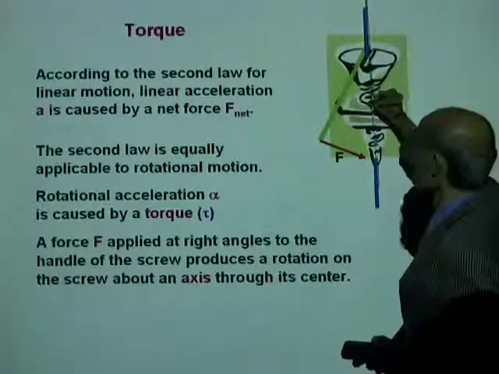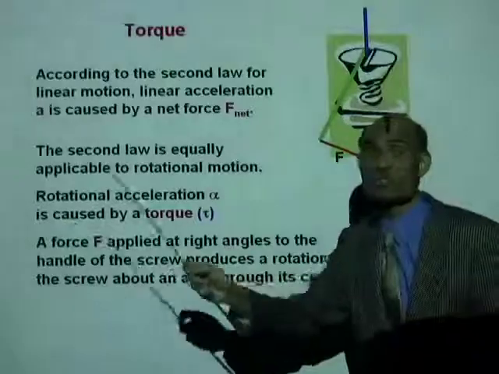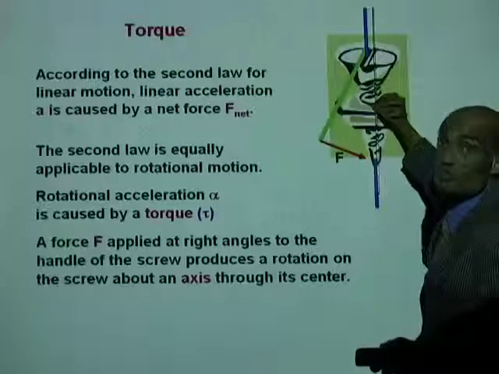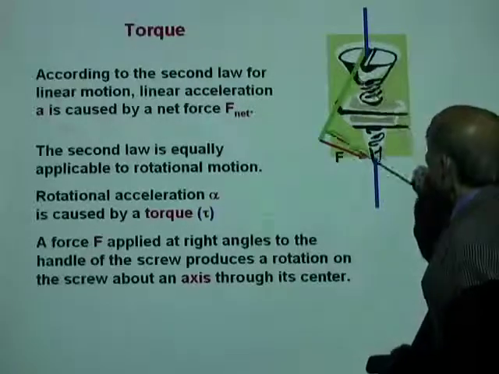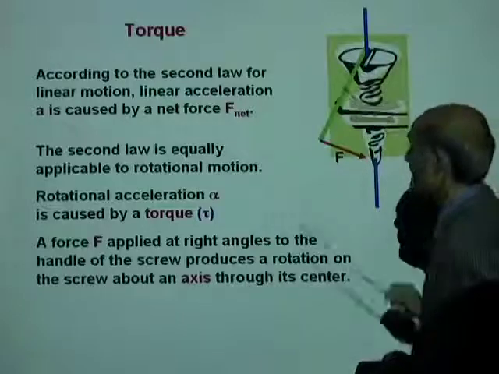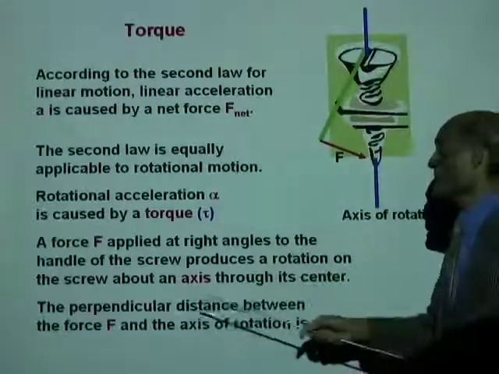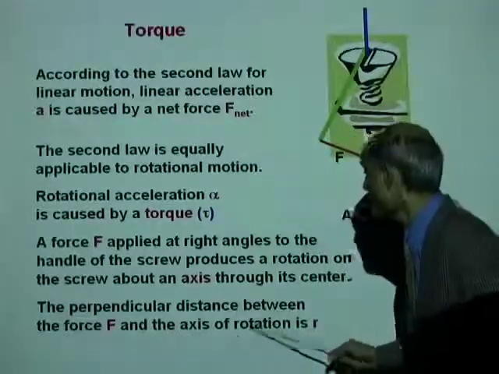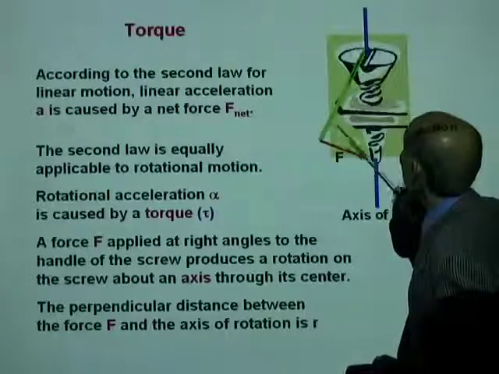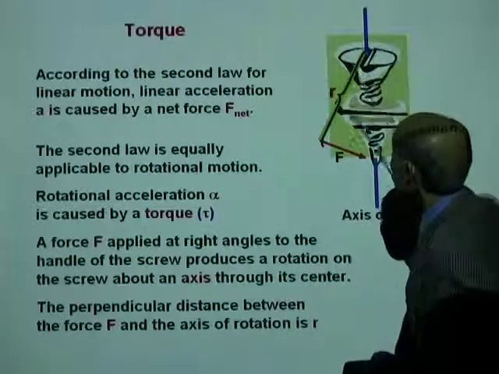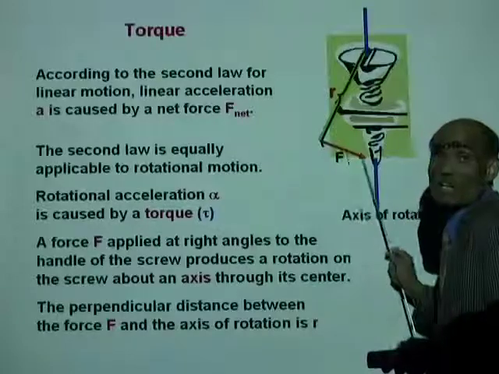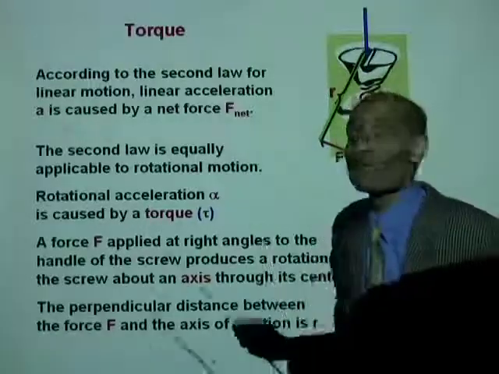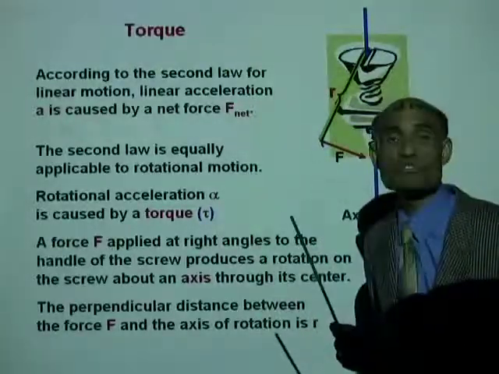Look at the axis of rotation. So just like I just demonstrated, the screw is now rotating about this axis. And now the force is applied at right angles to the handle. The perpendicular distance between the force F and the axis of rotation is this r. This is the perpendicular distance between the force and the axis of rotation. And I told you that that distance is called the torque arm.